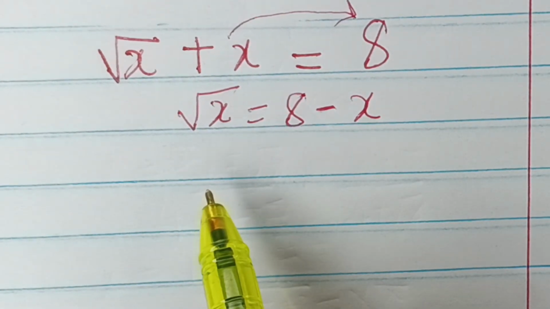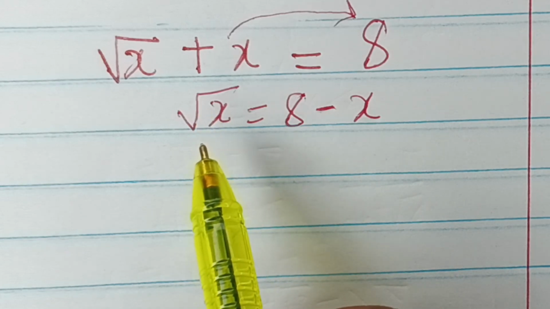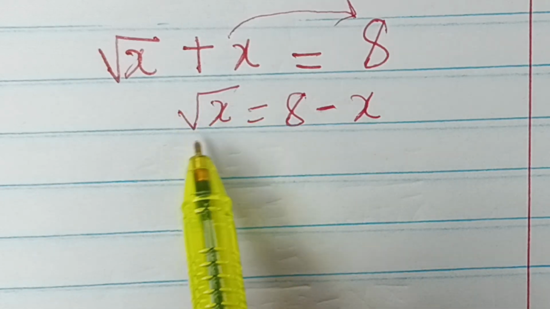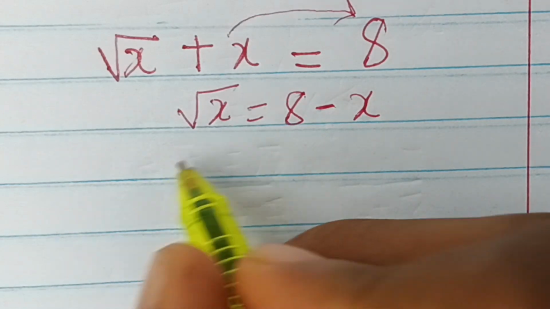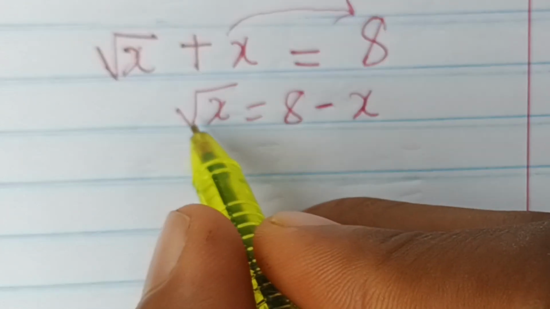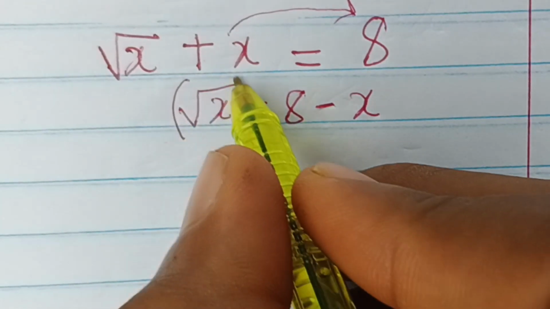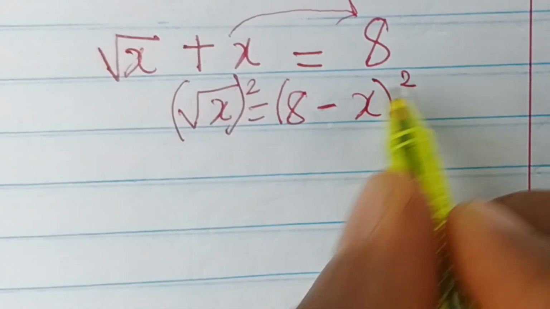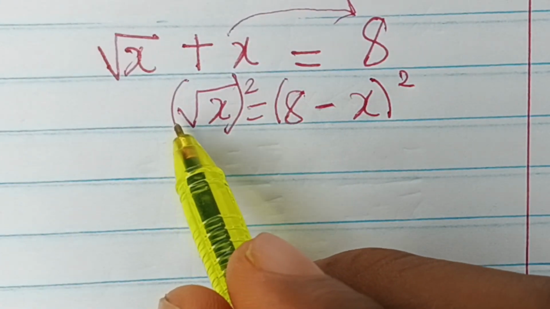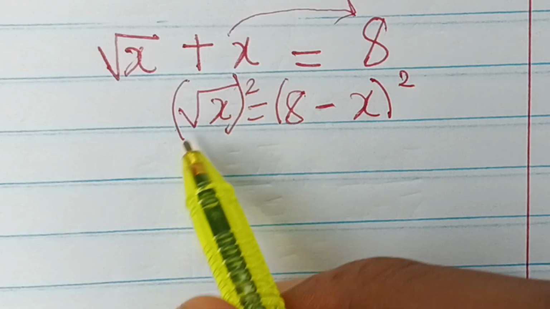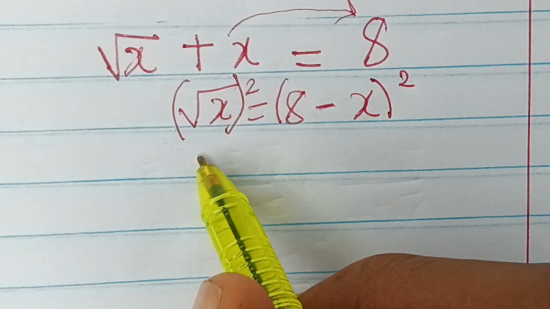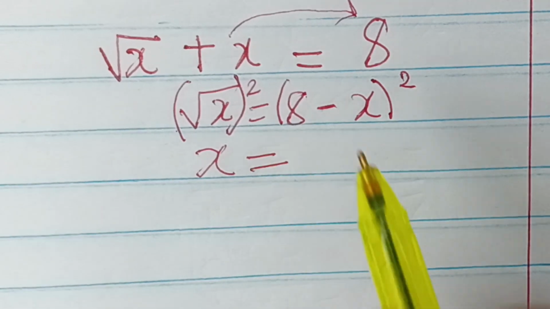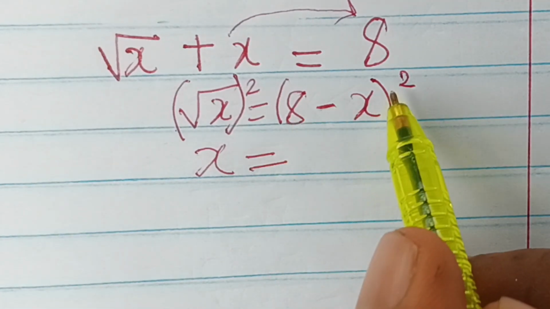Alright? Now, my next approach to this question would be to eliminate the square root sign. And how do I do this? I do this by raising both sides to the power of 2. So I have this raised to the power of 2, and this side I will raise it to the power of 2. Root x raised to the power of 2 is root x times root x, which is x. And this is equal to 8 minus x all squared.